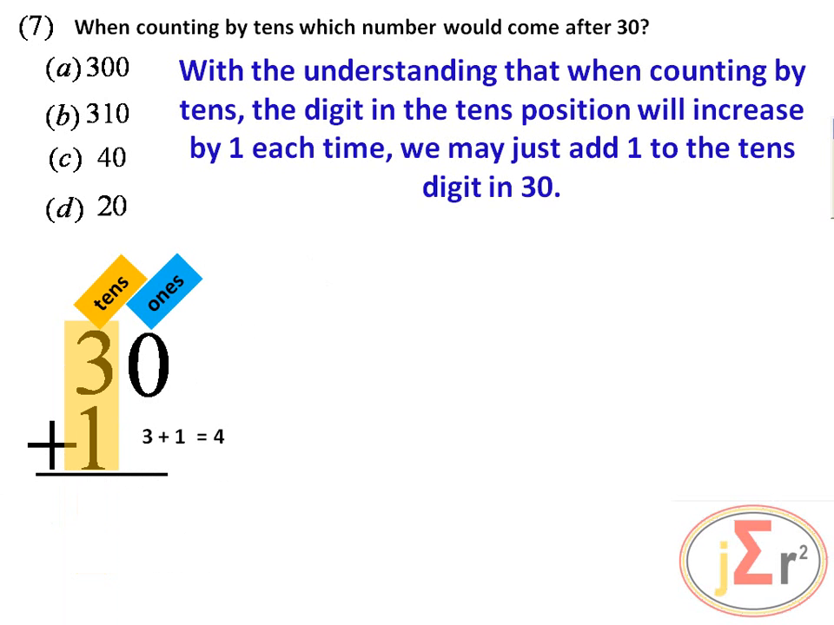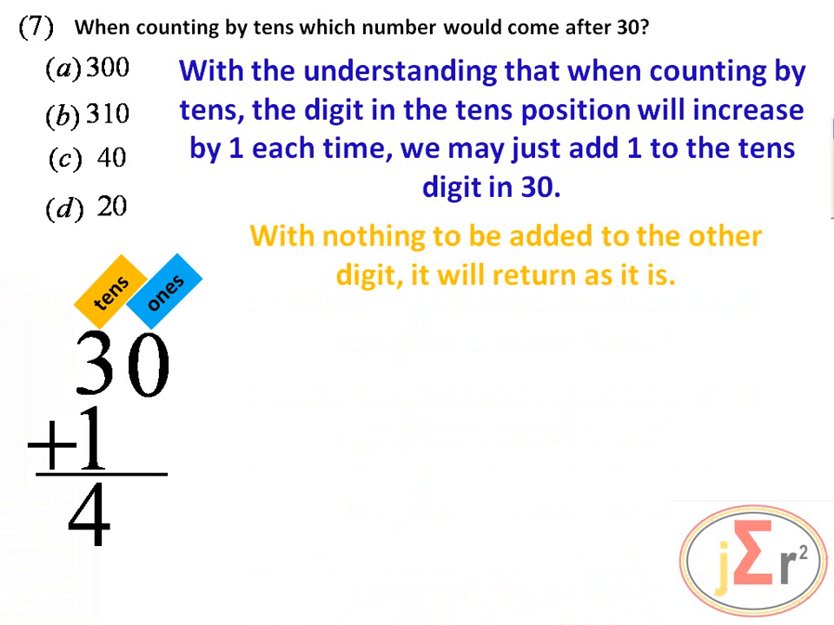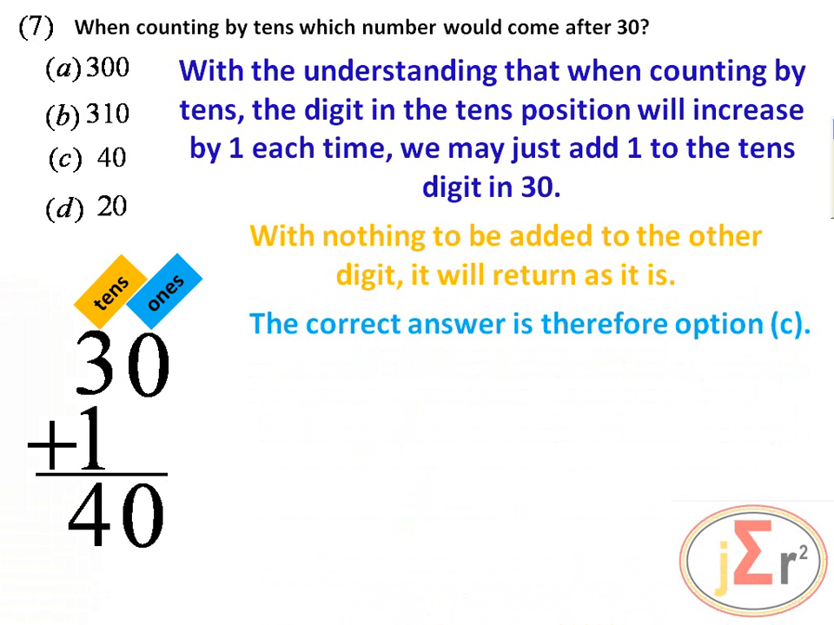3 plus 1 is equal to? 4. And then, do we finish there? No. What will happen? Carry down the 0. With nothing to be added to the other digit, it will return as it is. Very bad mathematics. The correct answer is therefore option C.